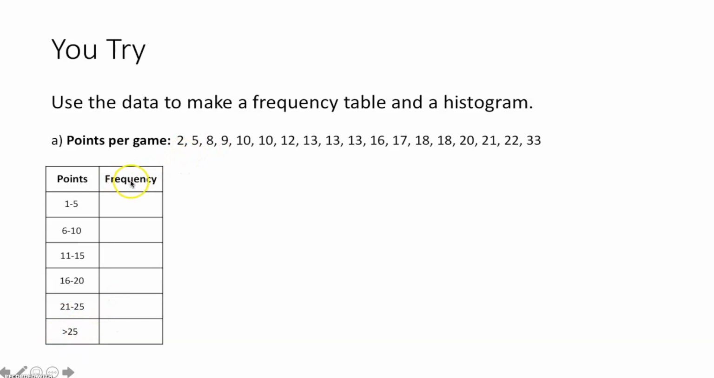Now, let's figure out the frequency at which these data points fall in these intervals. From 1 to 5, 2 is in, 5 is in, 8 is not. So we have a frequency of 2. From 6 to 10, 8 counts, 9 counts, 10 counts, 10 counts, 12 does not. Therefore, we have a frequency of 4. From 11 to 15, 12 is in, 13 is in, 13's in, 13's in, 16, no, that's out. So we would have a frequency of 4.